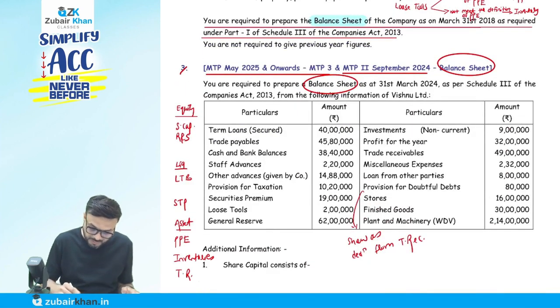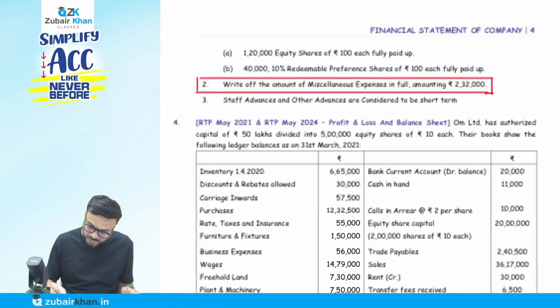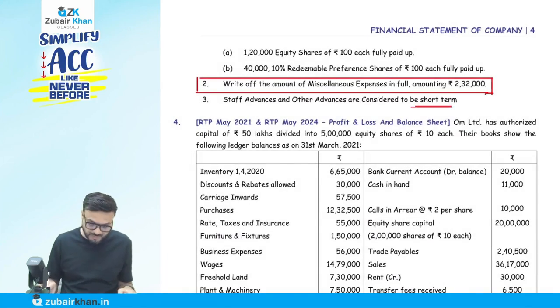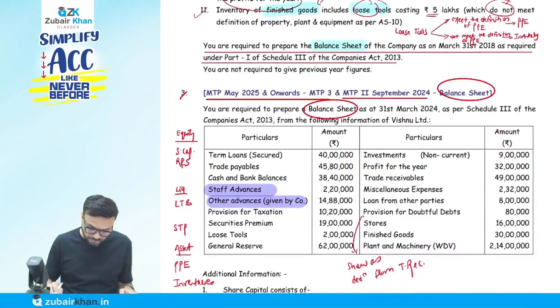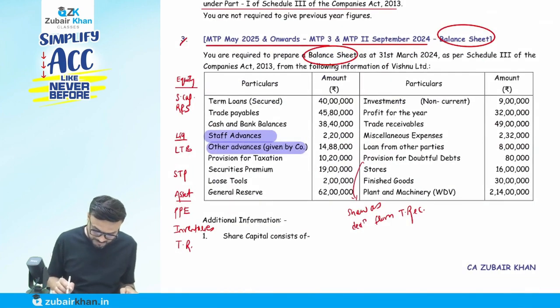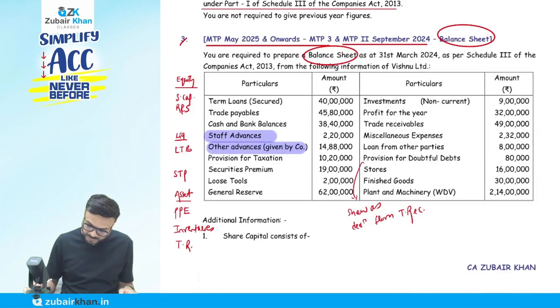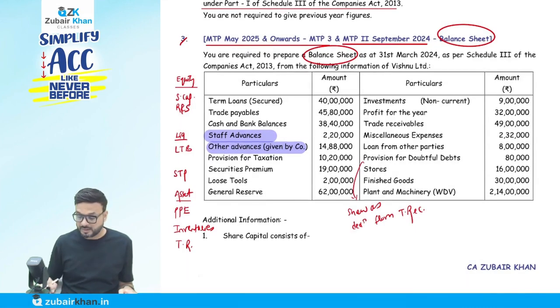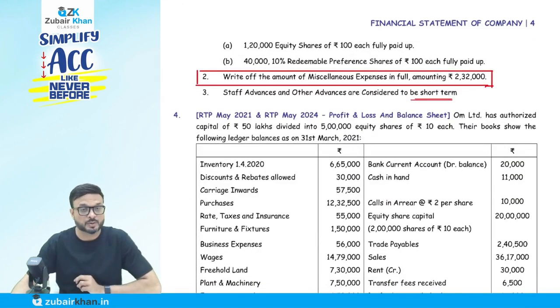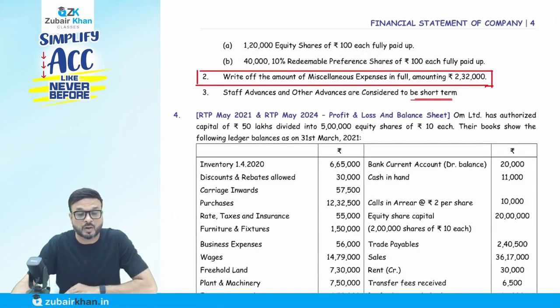Now staff advances and other advances. Basically, they have mentioned that these staff advances and other advances should be treated as short-term advances that we have given. So if we want, we can make a note to account on advances as well. That is 2,20,000 and 14,88,000. It is mentioned that it should be treated as short term. Because when we give advances, it might be long term or short term, so they specifically mention that it should be treated as short term. If nothing is mentioned, then generally we treat it as short term only.